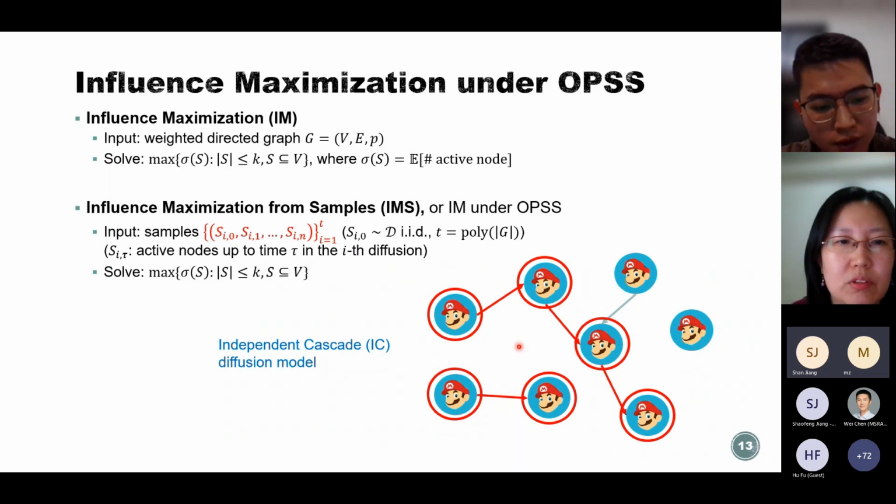Hi, hello, Zhijie. Because of the time, maybe you can just summarize the results of the influence maximization. Okay.